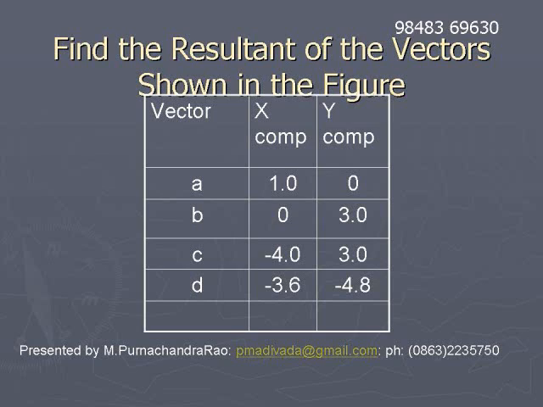Now let us try to find the sum of these components, the sum of the x components and the sum of the y components. Sum of the x components is minus 6.6 and sum of the y components is 1.2.